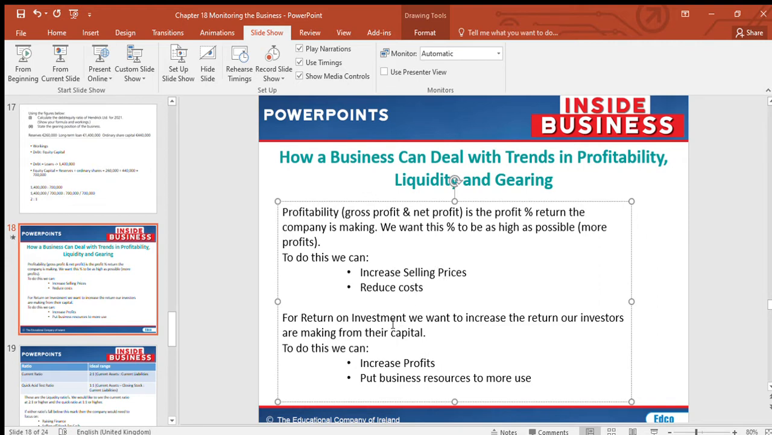The third profitability formula is return on investment. This is obviously the return that the investors will get. It's your return on investment.